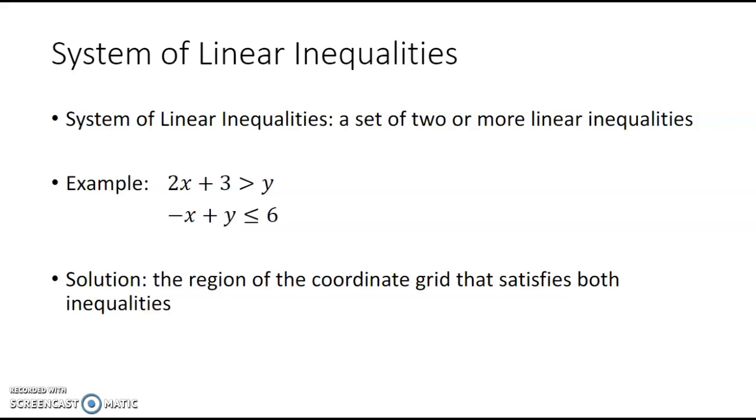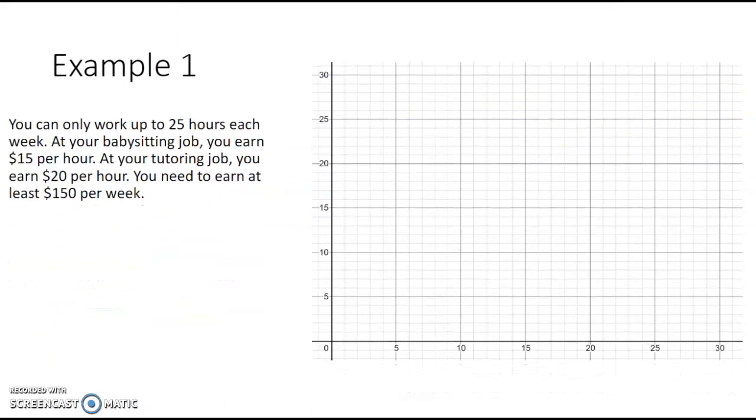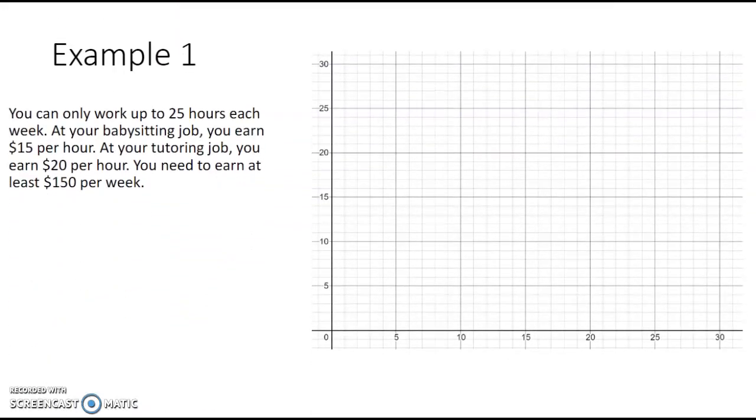So we have two or more linear inequalities that are going to be graphed on the same coordinate grid. And then our solution is the region of the coordinate grid that satisfies both inequalities. So we're going to do a couple of practice problems where we write our own system of linear inequalities given a context and then graph them to figure out our solution set.